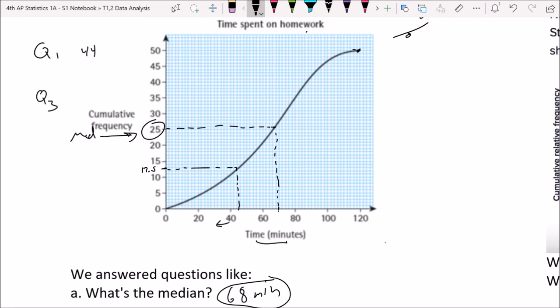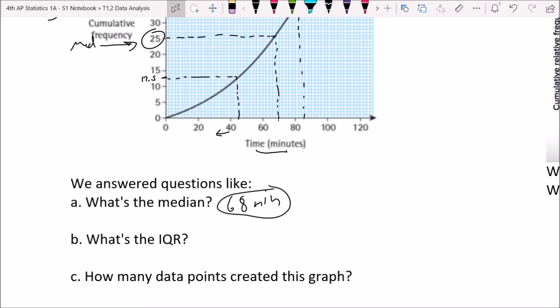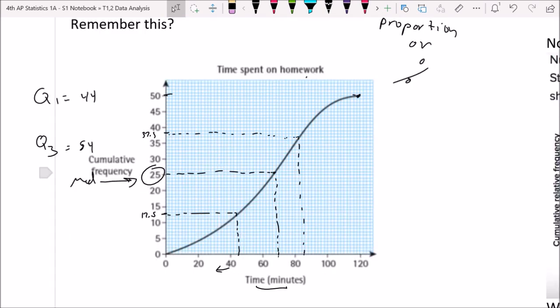For Q3, I'm going to find the median of the top half of the data. That's at 37.5 in terms of the count. Now, there is no 37.5th person, but this is not an exact graph either. We're just tracing over to this part of the curve. Trace it down as well as I can, and looks like maybe 84. So IQR is Q3 minus Q1. That's 40. How many data points created this graph? We already talked about that. That is 50.